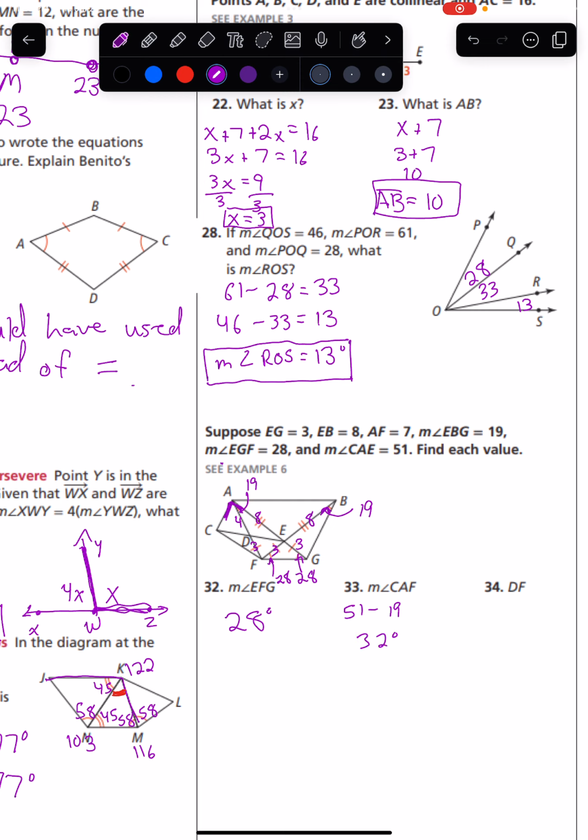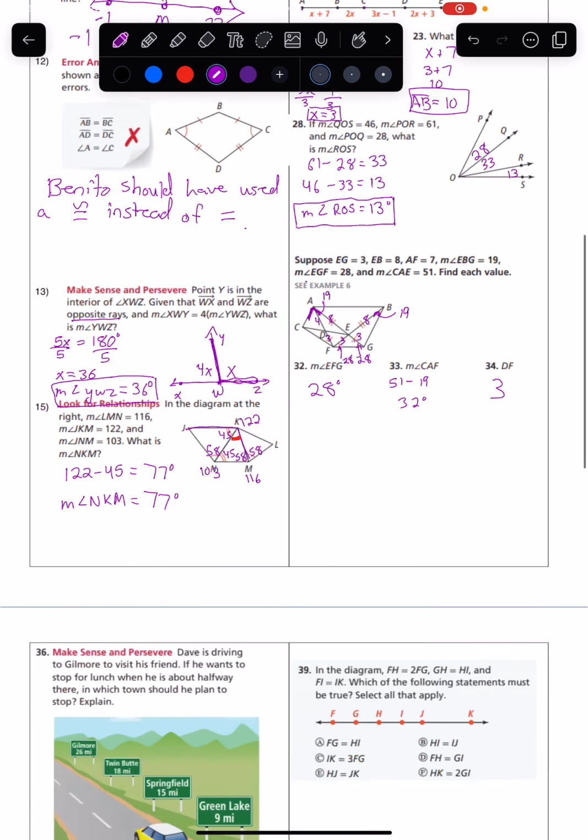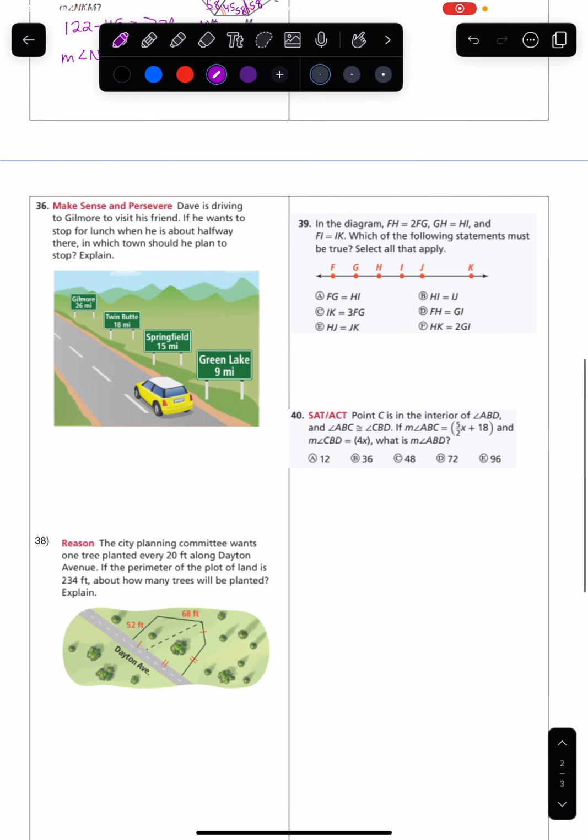Number 34 then is side length DF. Well, we actually already wrote that down. That was in our problem somewhere as well, because that is congruent to a side with a length of 3. So DF has a length of 3. And that is it for the first page. So let's keep going over to the second page here.